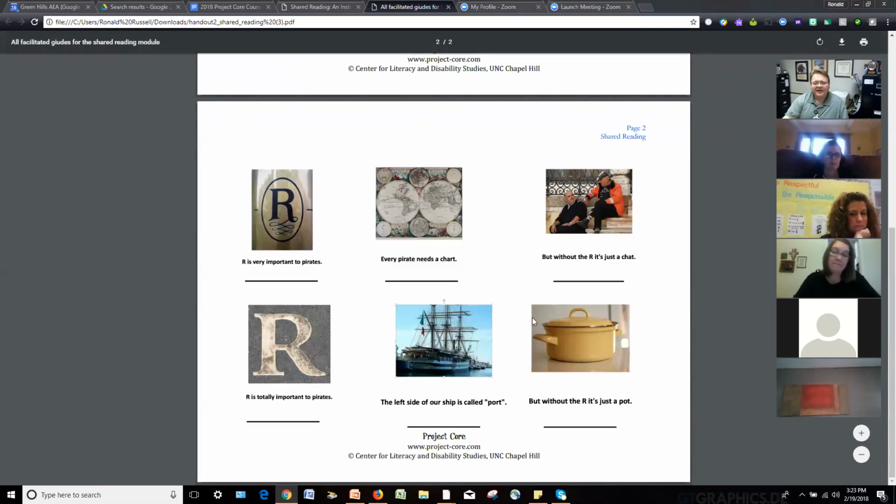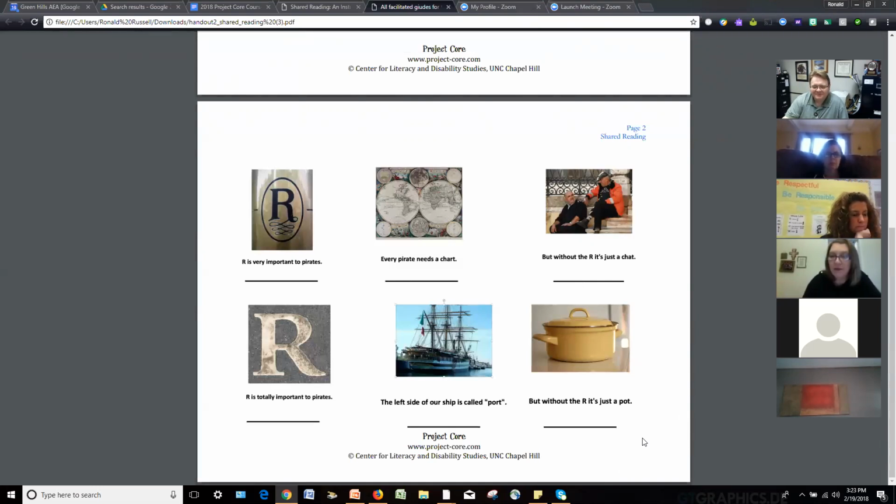Well, how about that last one there, but without the R, it's just a pot. I think those examples might be a good opportunity to point out the same and the difference between the words. So what letters are the same and what letters are different? I like that. Absolutely.